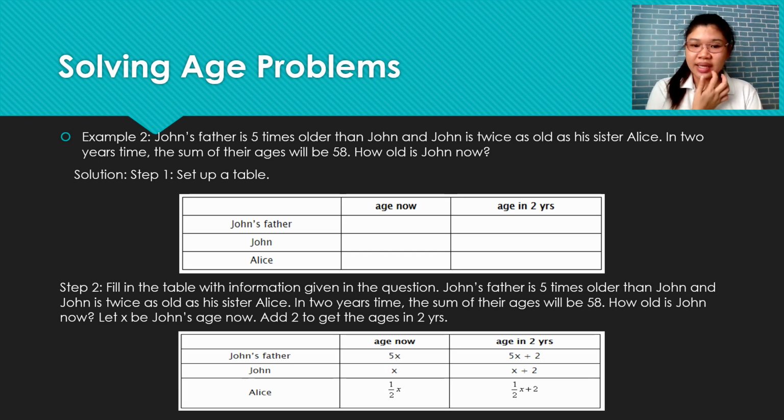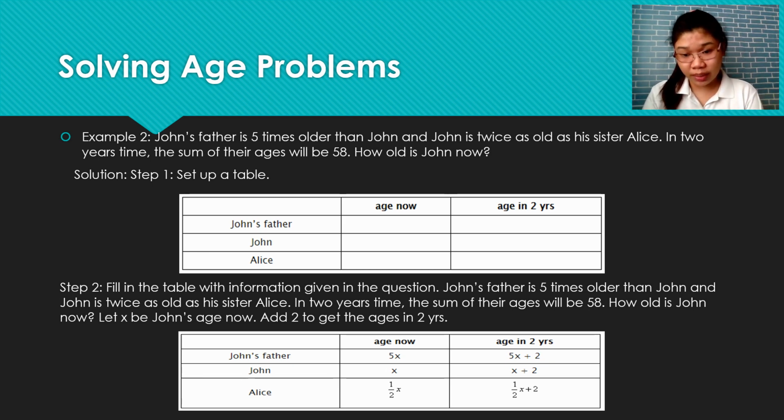Okay? And then in 2 years' time, we have age in 2 years, another table for that. The sum of their ages will be 58. But the question is, how old is John now? So how to fill up the future ages? If father of John is 5x, his age in 2 years is 5x plus 2. If the age of John is x, in 2 years that will be x plus 2. If Alice's age is half of John's in the present, in 2 years, that will be 1/2 x plus 2.